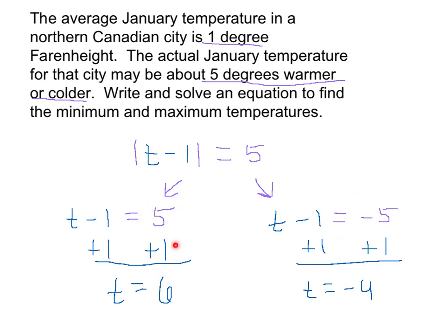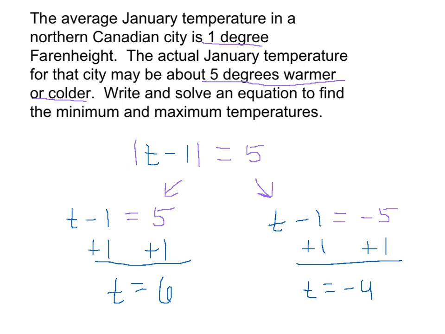So 5 degrees warmer than the average is going to be 6. 5 degrees cooler than the average is going to be negative 4. We're always going to subtract from what we're looking for. Now, a common question that a lot of people ask me, what if the average degree is negative 1? Well, you still have to subtract. You would subtract negative 1, which would end up being a plus 1.